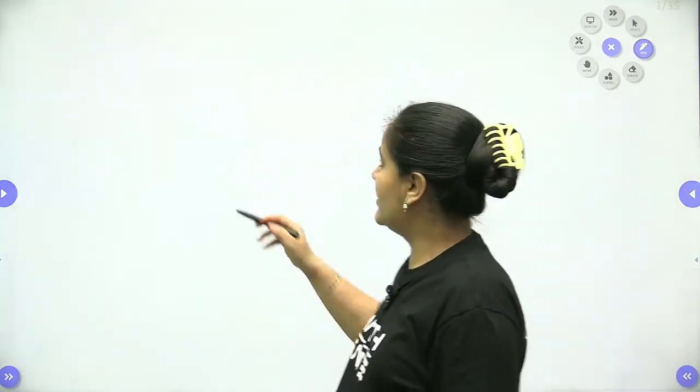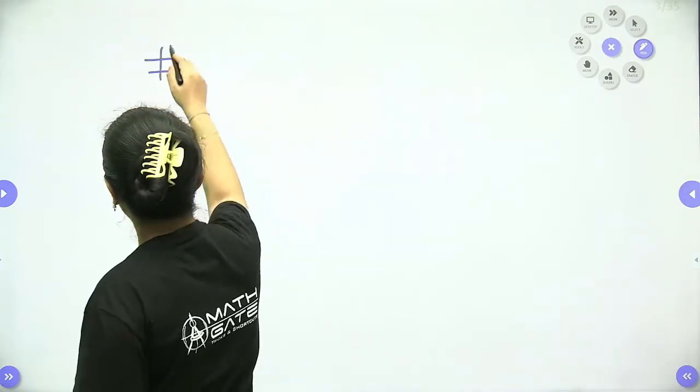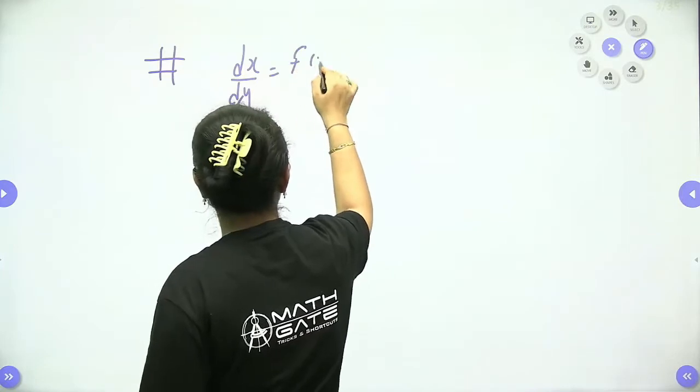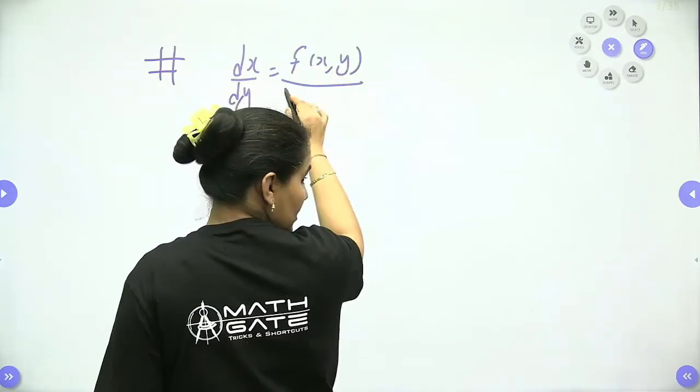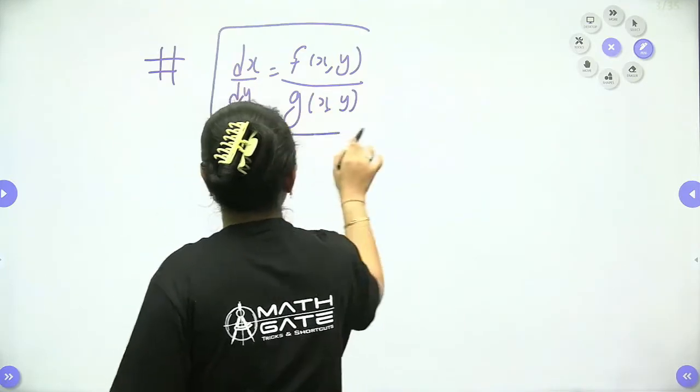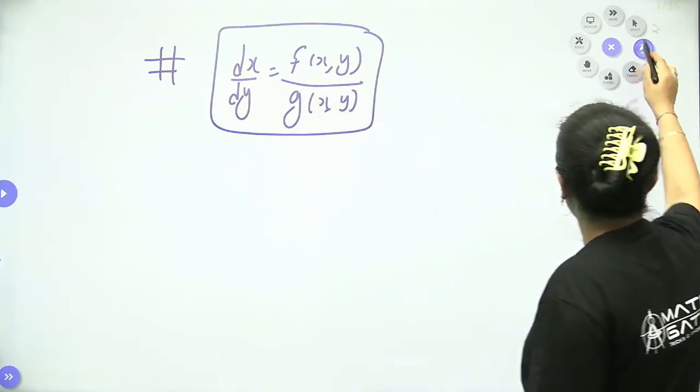Now let's talk about the second thing. Suppose you have a differential equation in the form of dx by dy. So suppose you have a differential equation which looks like f(x,y) by g(x,y), and it's a differential equation in the form of dx by dy.